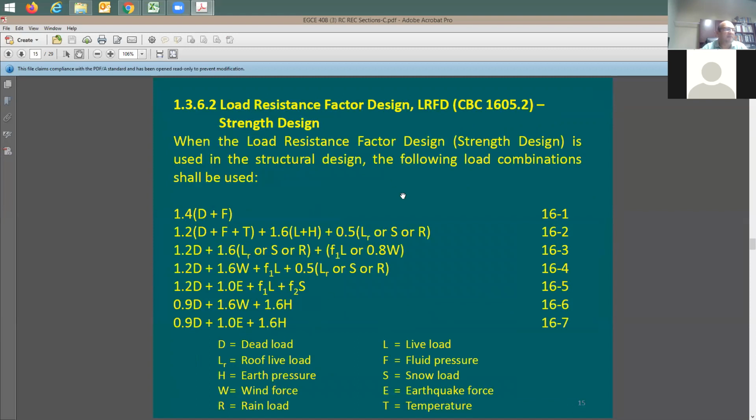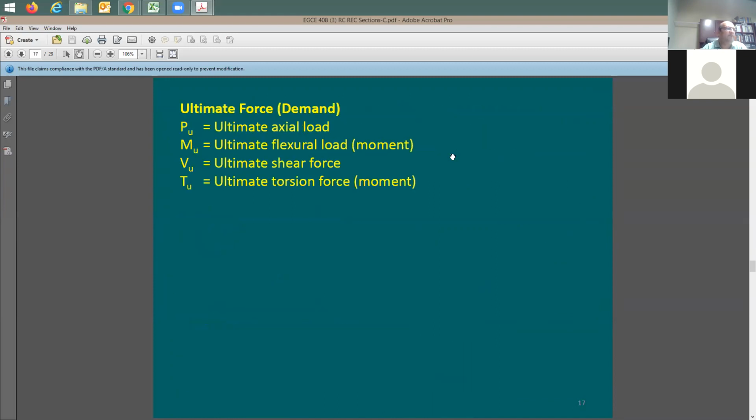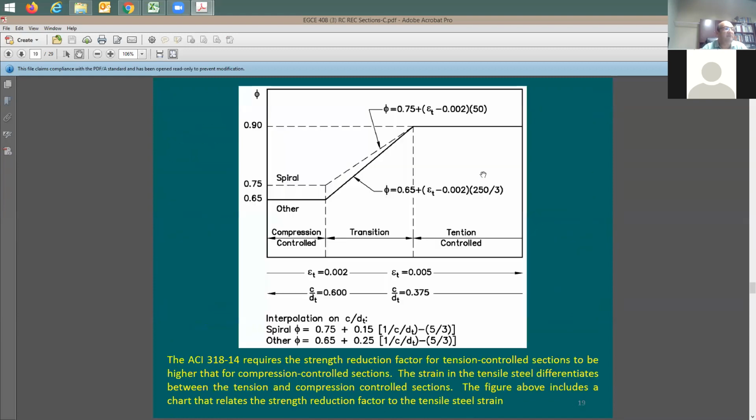And of course, you have the load combinations that we went through before. This is going to be for the LRFD design or reference design. And also we have the phi factor chart that you need to use. So don't forget, whenever you have a problem with a moment demand, and you're trying to find out the strength of the section based on some given reinforcement, you really need to find out the phi factor.